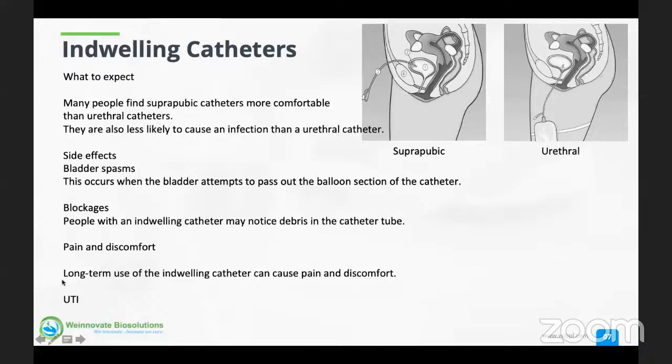The major disadvantage or side effect of this catheter is UTI, and this is one of the major reasons of UTIs in hospitals, which is also called catheter-associated UTI, which we will come to in the next session.